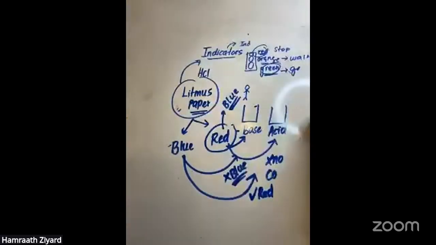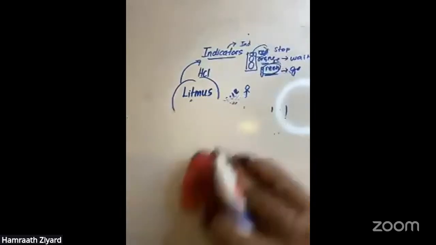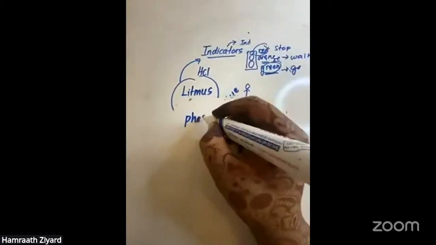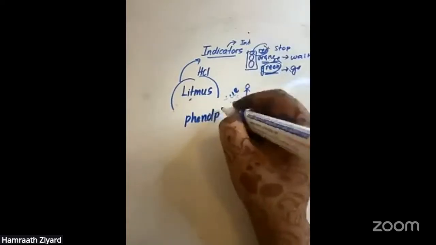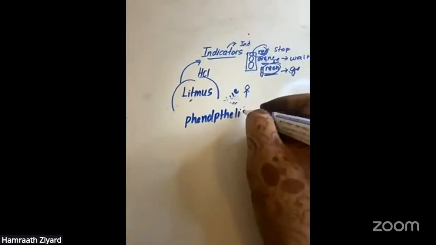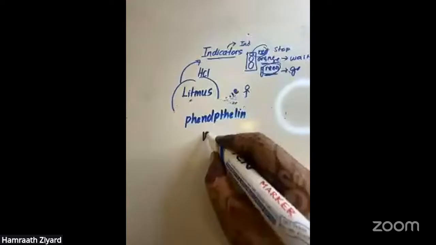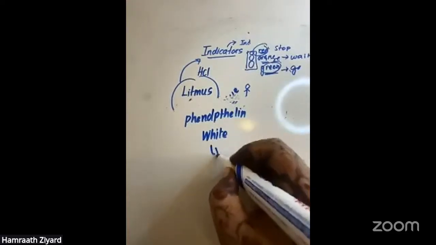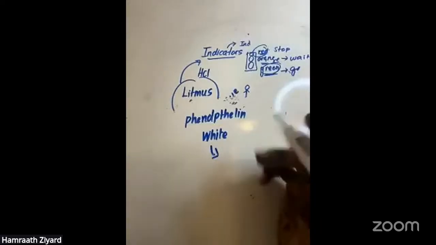Then what is another indicator we can use? We have another indicator. We call it phenolphthalein. Phenolphthalein is another indicator. It is a white color powder. This white powder is mixed with surgical spirit.